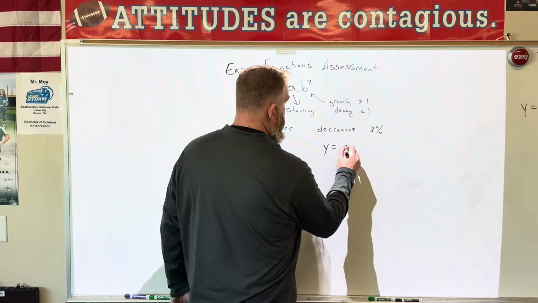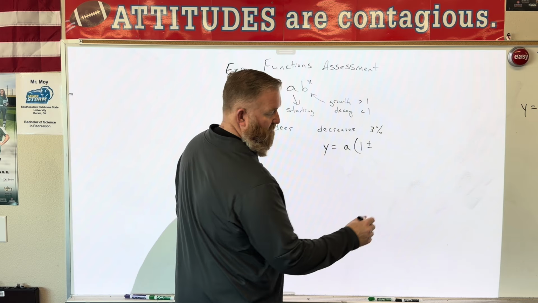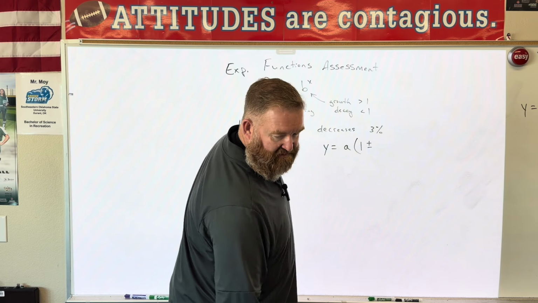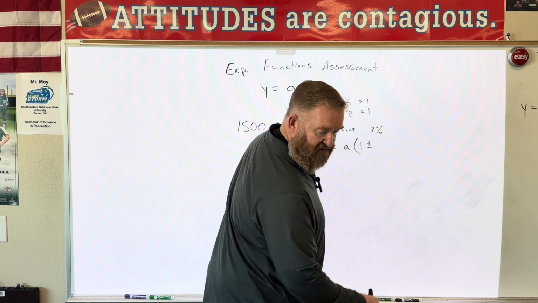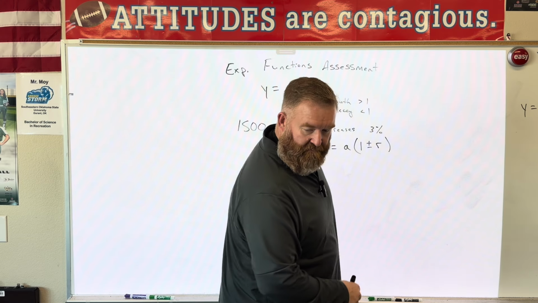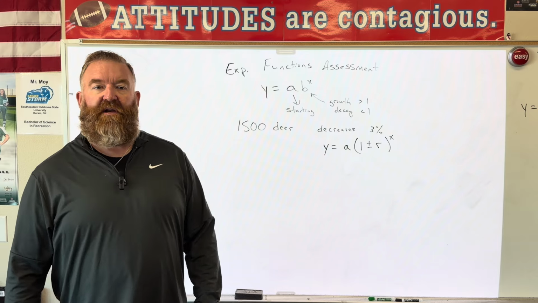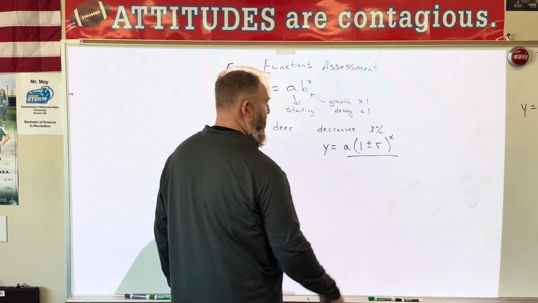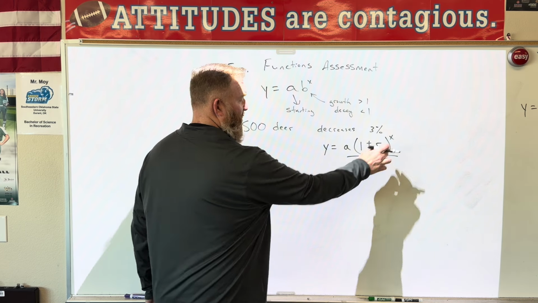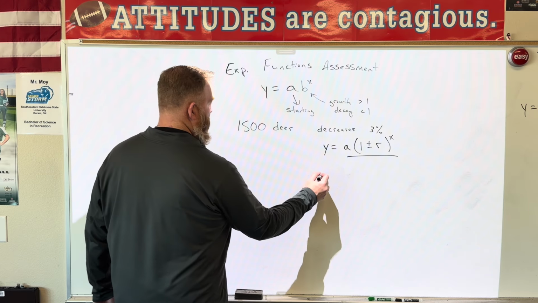Y equals A, and then it says 1 plus or minus R, and then you're going to have the X up here in the top. All you need to do is just type this in. You guys with me on that? You don't even have to do the exponent. The exponent's already on the outside of the box. You don't have to put the exponent. Okay, so literally it's this.